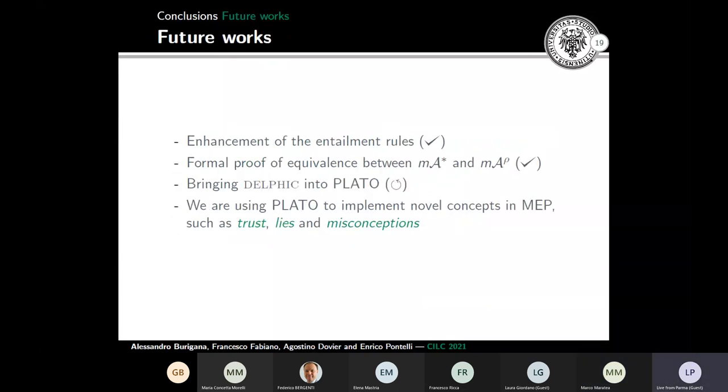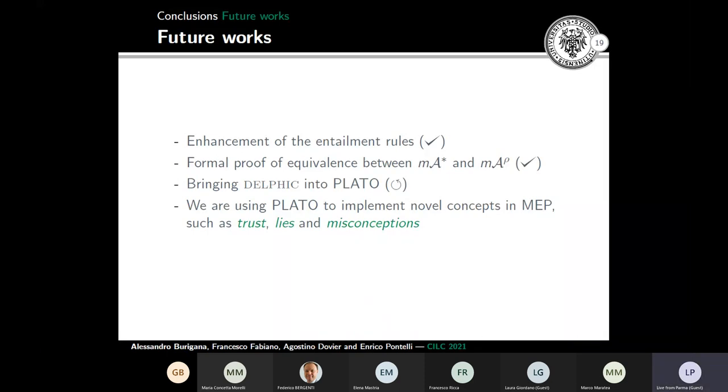And then let's see the future works. This is a work that was published last year, so some of these things are actually already done. We were able to enhance the entailment rules by a lot, and we also gave a formal proof of correctness between these two languages. In the full paper, we also mention this language, MI star, which has the same syntax as MI raw, but MI star is based on Kripke models and update models, whereas this one is based on possibilities. So we were able to prove this equivalence.